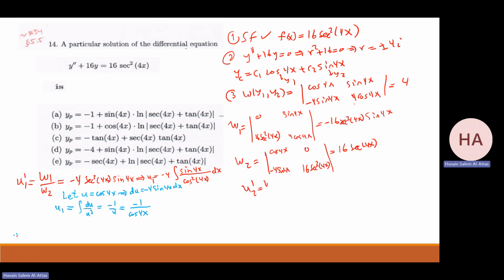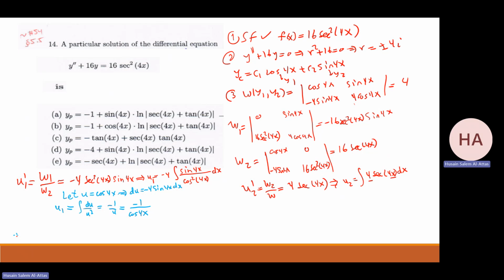U2 prime will be W2 over W, and that will be what? 4 secant 4x. So U2 will be the integral of that. This is u, this is du.